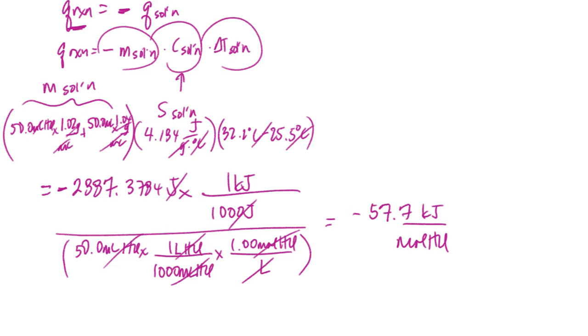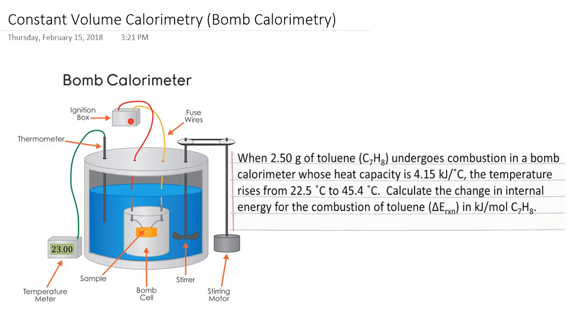All right. Now, let's take a look at an example of constant volume calorimetry. Constant volume calorimetry is similar to constant pressure calorimetry, but with a few differences. These types of setups are actually best used for combustion reactions.